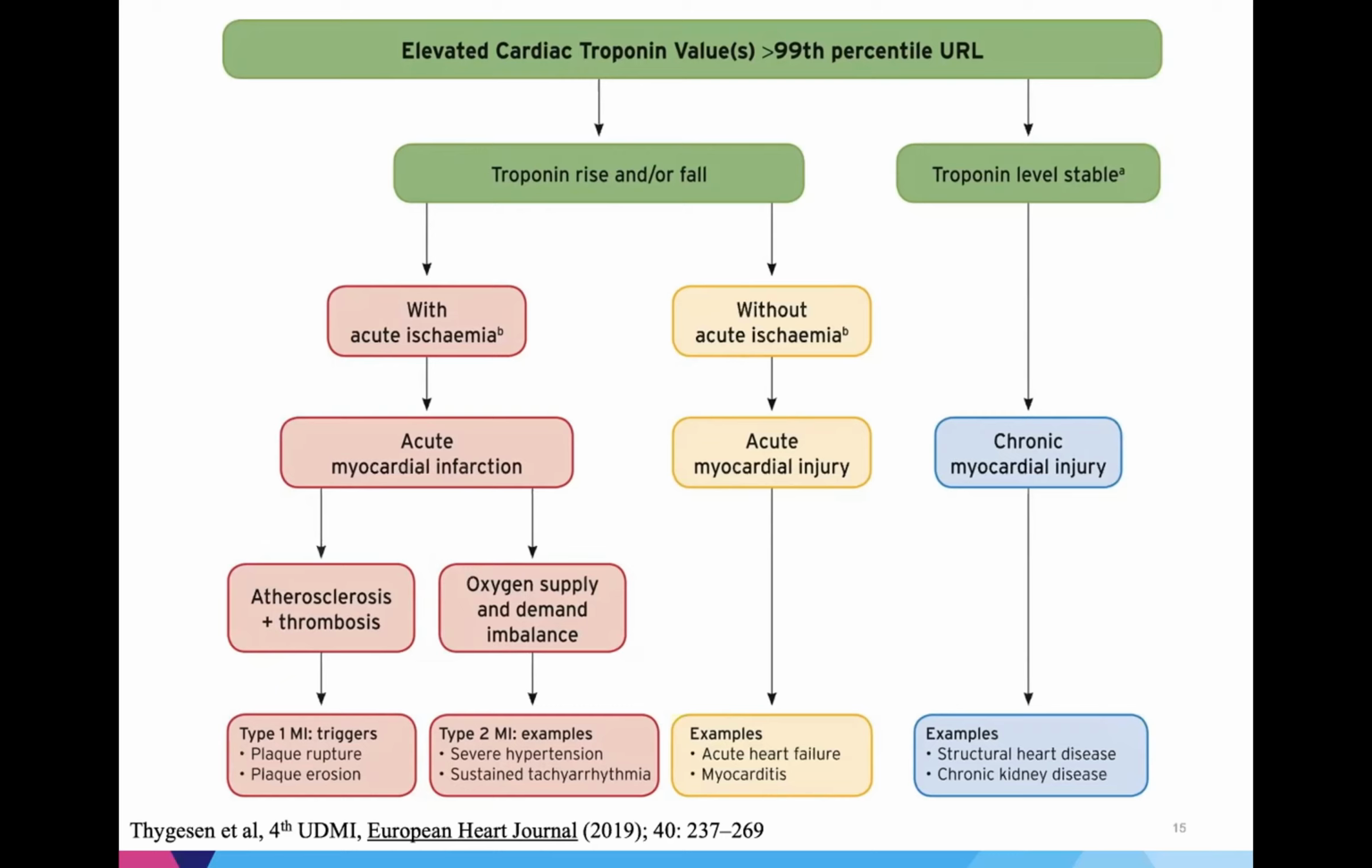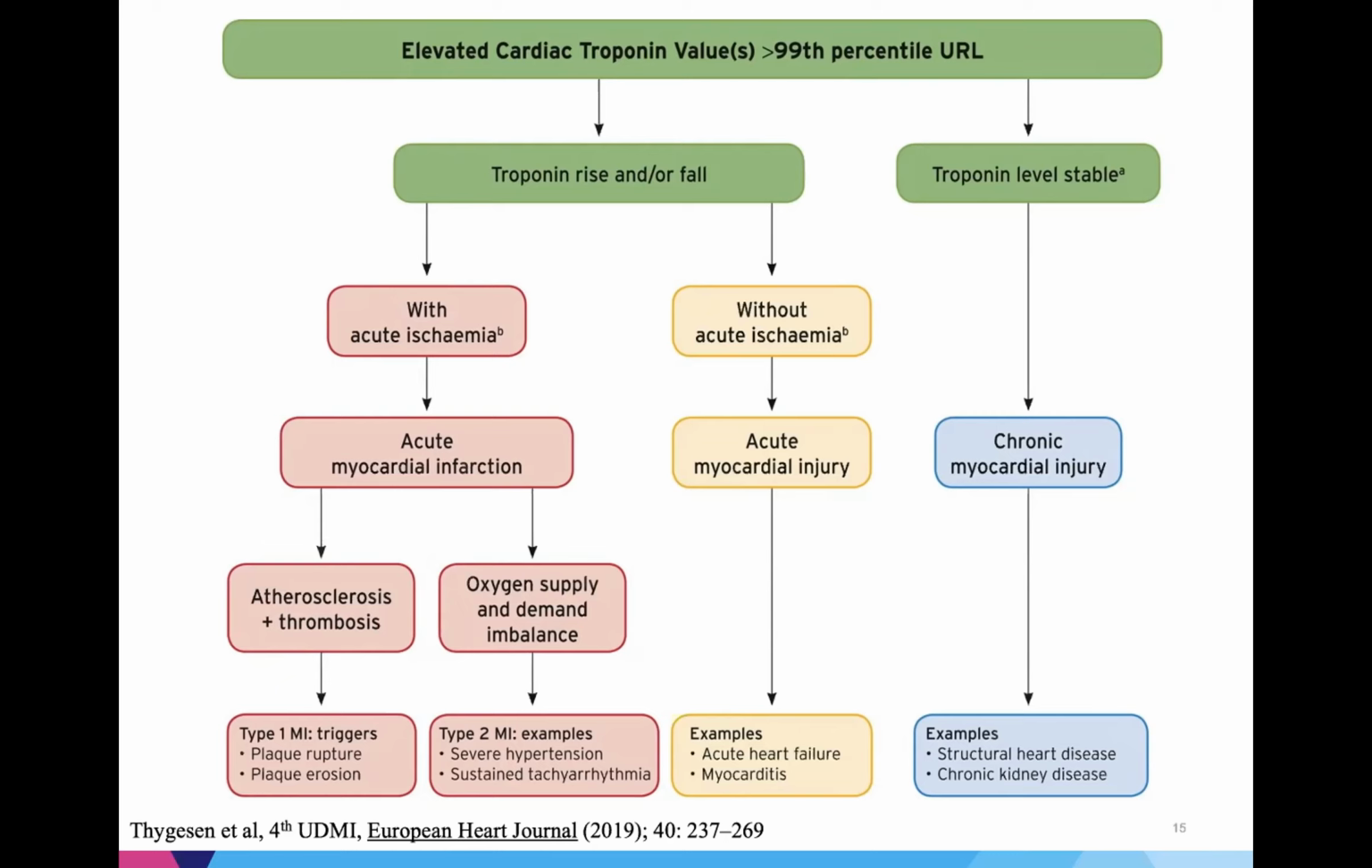And so looking at this algorithm, really the way that this problem is thought through is, if you have an acute rise and fall in troponin, the question is, is this or is it not accompanied by an acute coronary syndrome? And by that, I mean some evidence of an acute ischemic syndrome. That could either be typical chest pain. It could be ST segment deviations, either elevated or depressed. It could be wall motion abnormalities on an echocardiogram that correspond to a territory that would become ischemic.